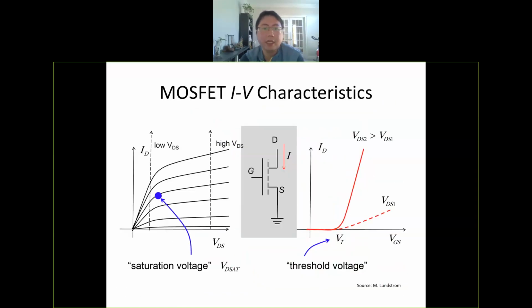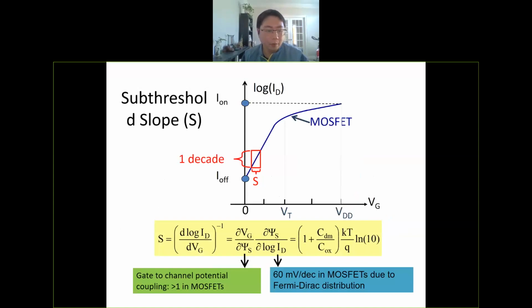And you have seen this ID-VG and ID-VD curve in this class. I will skip this. And we also talked about the subthreshold slope in the class. And we care about this subthreshold current because that will determine the off-state current, which will determine the standby leakage or leakage power of your chip.